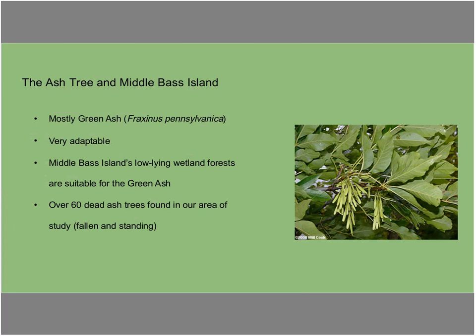So the ash tree on Middle Bass Island is mostly green ash, which is known to be the most adaptable type of ash tree in the country because it likes all different kinds of soil types and soil moistures. So Middle Bass's low-lying forests are really a great environment for the green ash, except for when the emerald ash borer comes along. It's very susceptible to that, obviously. So when that happened, pretty much all the ash trees on Middle Bass Island were killed. And in our small study area alone, we saw over 60 dead ash trees.